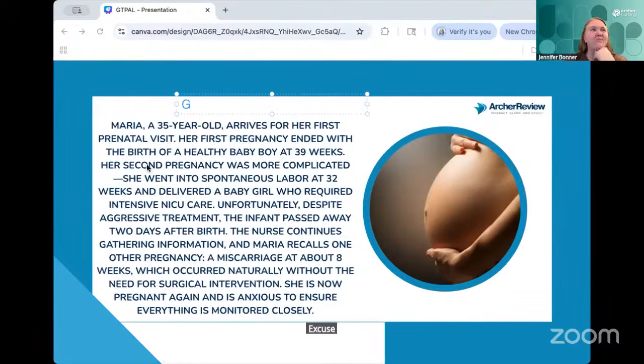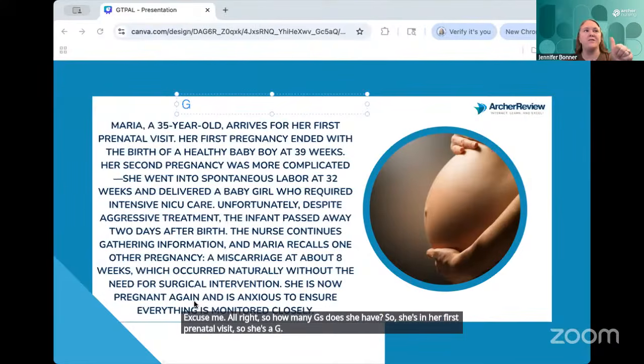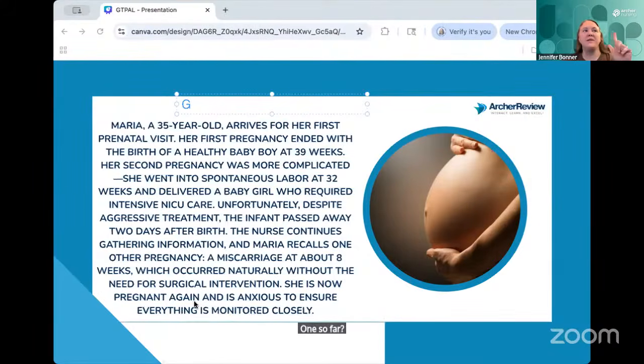All right. So, how many G's does she have? So, she's in her first prenatal visit. So, she's a G1 so far. First pregnancy ended with the birth of a healthy baby boy. Second pregnancy, more complicated. Baby girl required NICU care. And then she had a miscarriage at 8 weeks. So she is a G4.